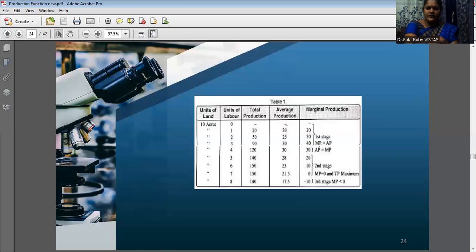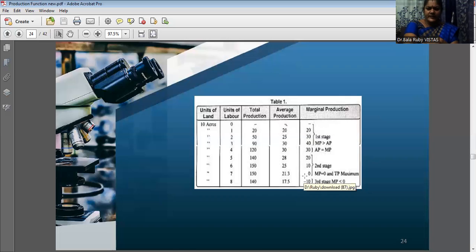And if you see the first stage, one more point I want to insist on: here marginal production is greater than the average production. See, if you see the result, marginal production is 30, average production is 25. Marginal production is 40, average production is 30. Like that, always this average production is lower than this marginal production in the first stage.